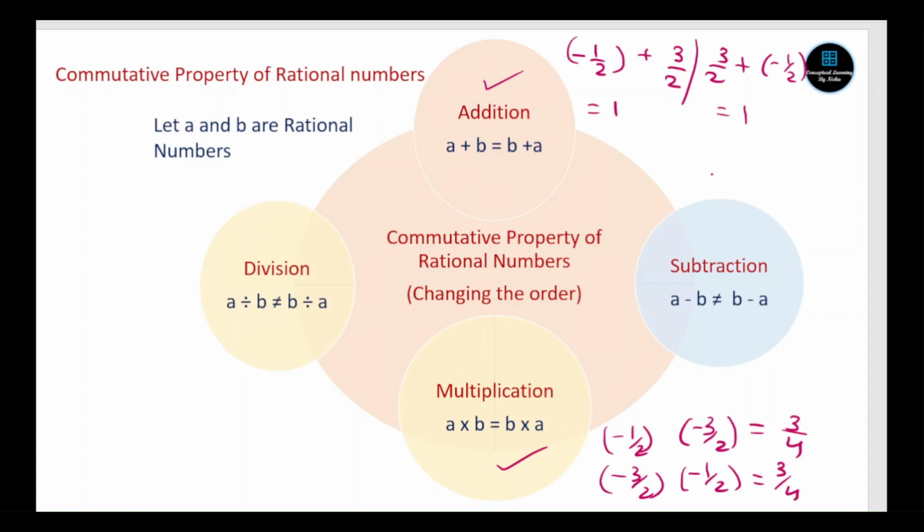What about subtraction? Negative 1 half minus negative 3 and a half. What do we get? This is a positive, so this will be 1. But if I change the order, negative 3 and a half minus negative 1 half, do I get the same positive 1 answer? No, I won't. So for subtraction, it is not valid. Correct? This answer is minus 1 here. And for division, the same reason, right?